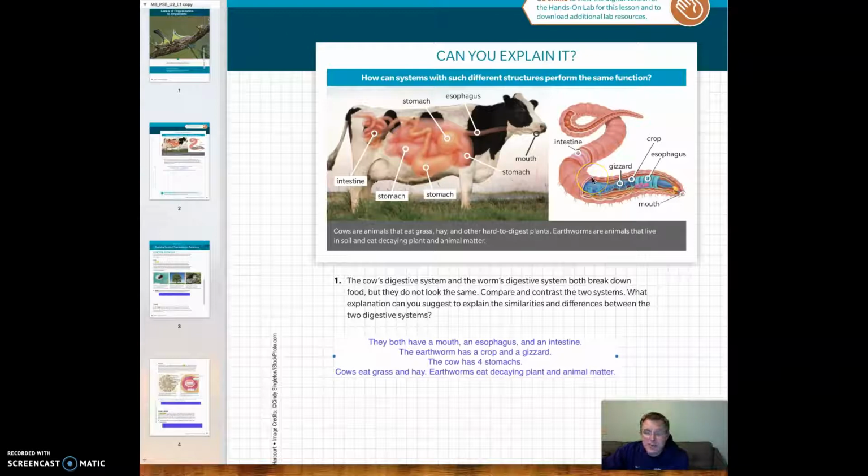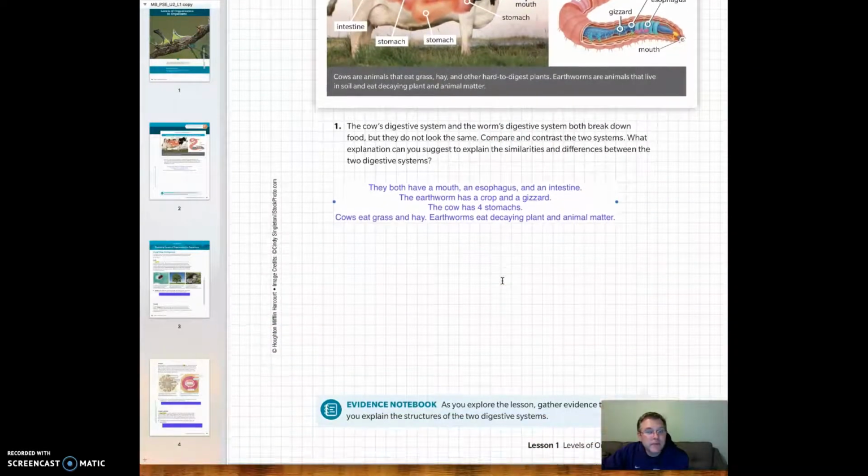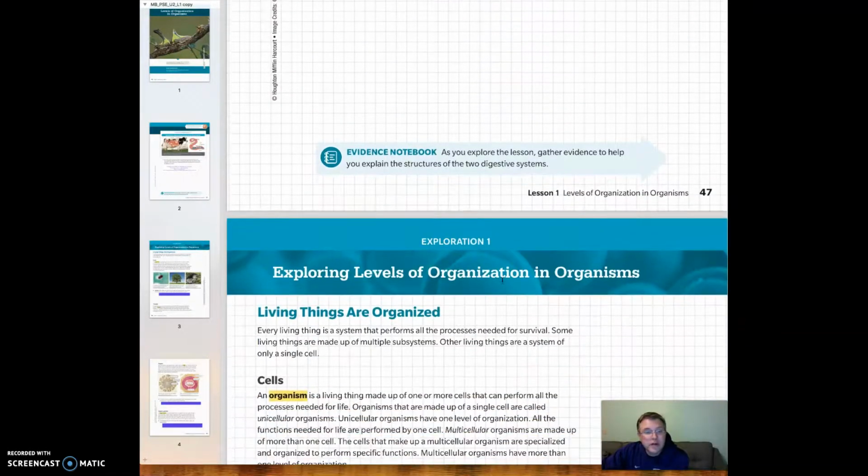The earthworm, the stuff it's eating is already part decayed and broken down, so it doesn't need as complex a digestive system, but it does have some different parts here, like the crop and the gizzard, because it doesn't have certain things like, we'll talk about a little bit later, it doesn't have teeth like what the cow does, so it needs some different parts for that.